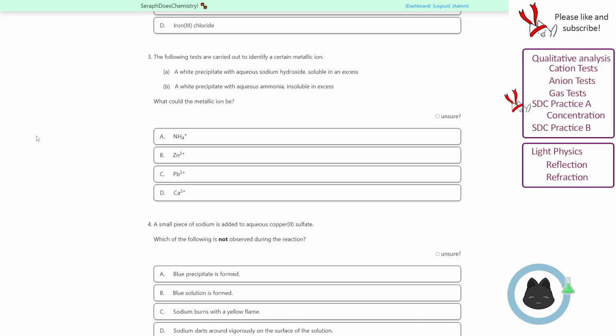Soluble in excess. So white. So it should be zinc, aluminium, lead, and calcium, one of them. But then, okay, this one you can refer to your notes. I leave it to you.